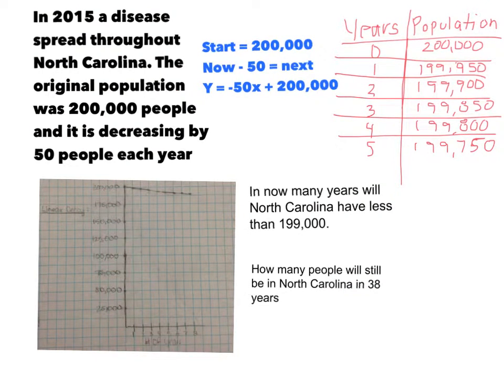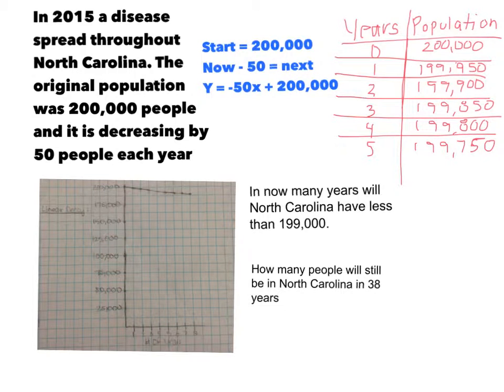In 2015, a disease spread out through North Carolina. The original population was 200,000 people, and it's decreasing by 50 people each year. The start is 200,000, and the recursive rule is now minus 50 equals next, and the explicit equation is y equals negative 50x plus 200,000. Use this equation to find out the values in the table, and your line should be linear.